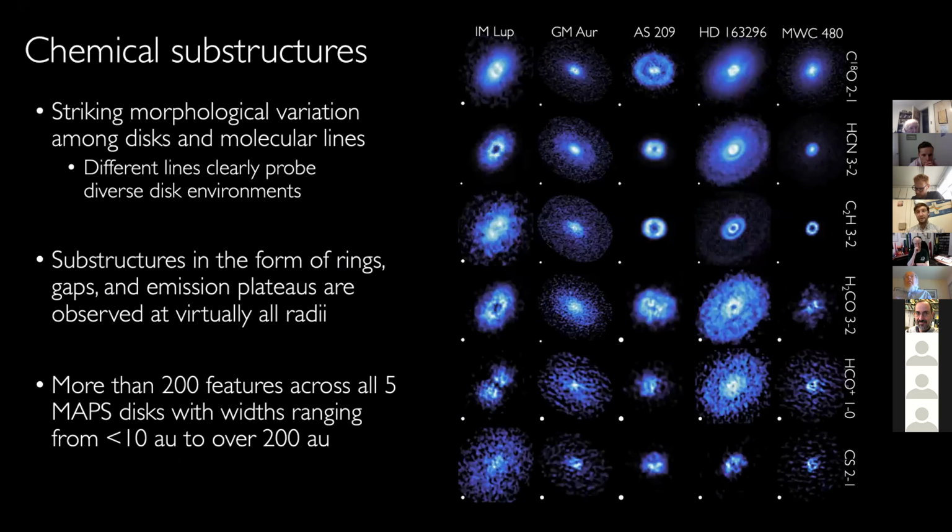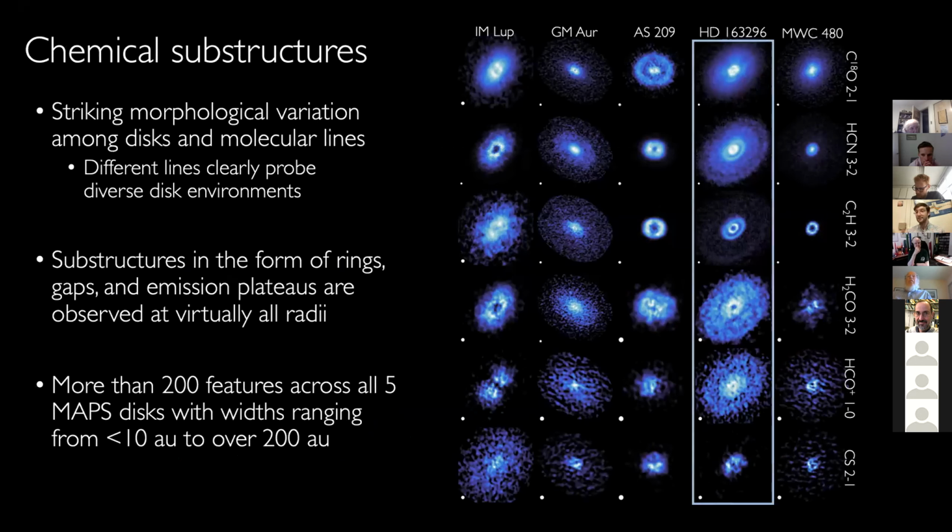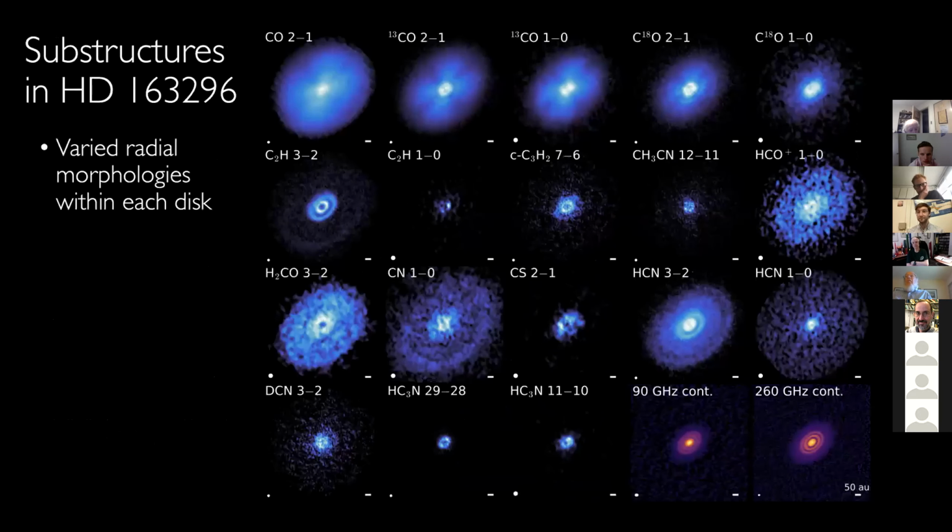And one other way to illustrate this diversity is to look at a single disk. So back to our favorite disk around HD 16296, and to take a cut along the vertical axis here. Now we'll consider all the different molecules that we've observed and then I analyzed in MAPS 3. So instead of 6, let's look at a sample of 18 different spectral lines. That's what's shown here to the right. So here are 18 different lines that were sufficiently bright and extended to perform an analysis of their substructures.